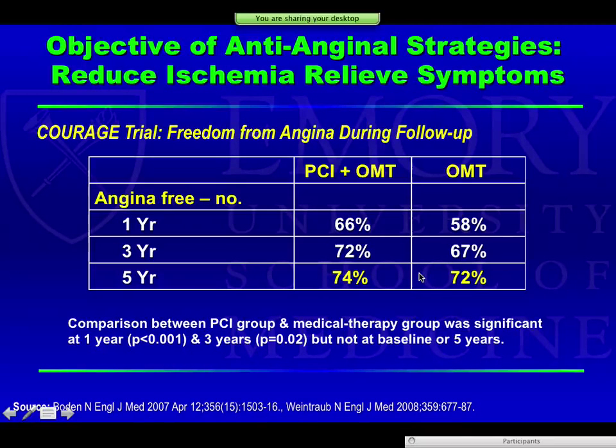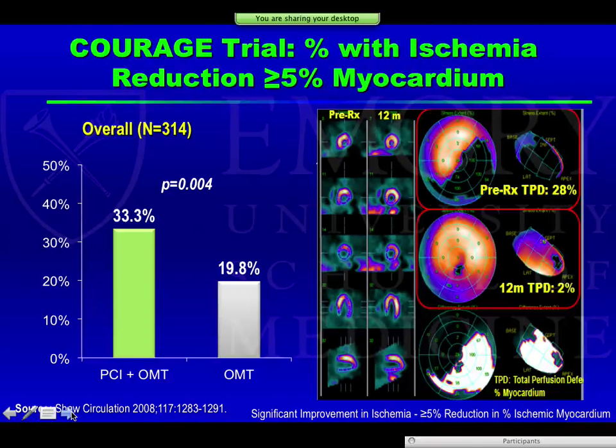I know that this type of endpoint gets dissed a little bit, but if we talk about patient-centered outcomes, this is an extremely important outcome, that patients in the medical therapy arm would be waiting quite a long time to have resolution of their symptoms as compared to a near-term benefit. Although on the opposite side of this, you can see that the benefit is not that dramatic in terms of overall frequency, so there's still quite a benefit in terms of optimal medical therapy. But what about ischemia reduction?